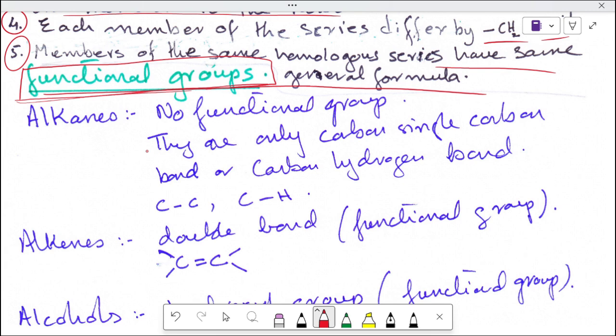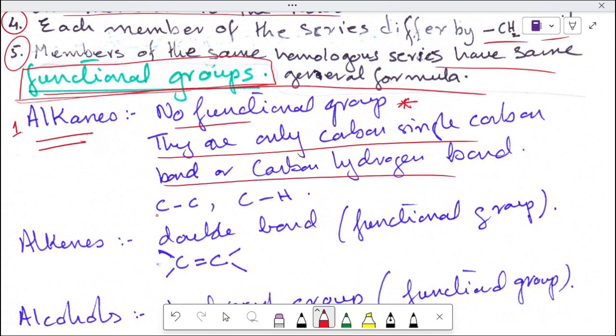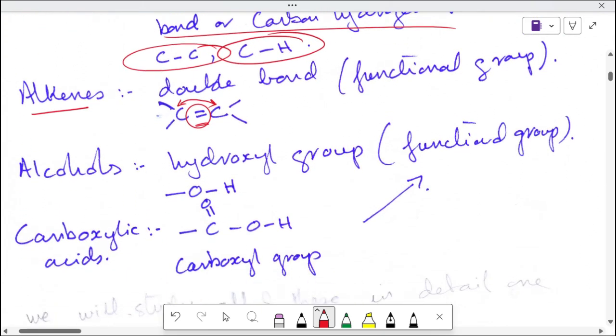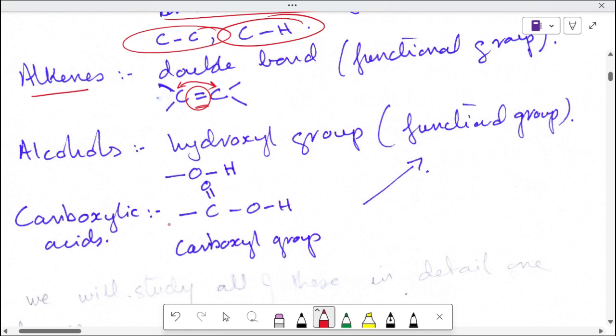So number 1 is alkanes. It is just a hydrocarbon, there is no functional group in it. You must remember, there are only carbon single carbon bonds or carbon hydrogen bonds, nothing else. Then we have alkenes. If you can see, it has a double bond. Two carbon atoms have a double bond between them. So the double bond gives it different properties. It entirely changes the property. So it is a functional group.